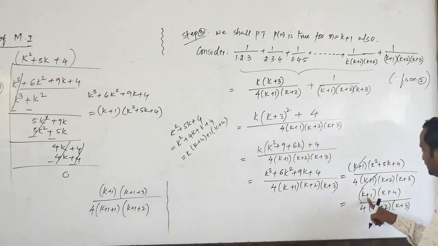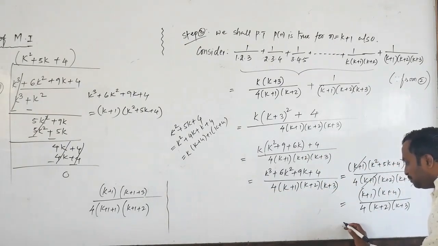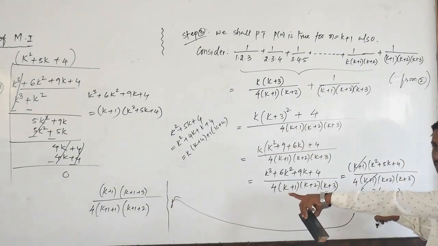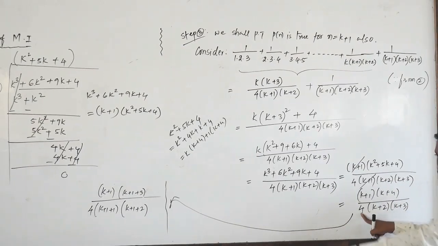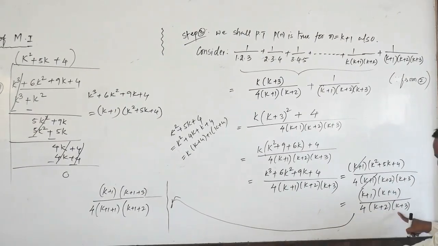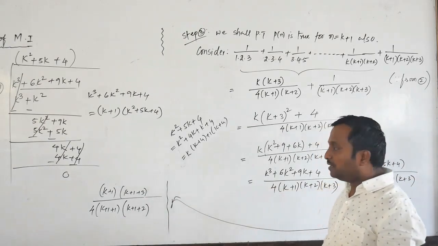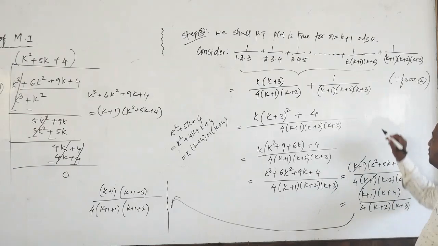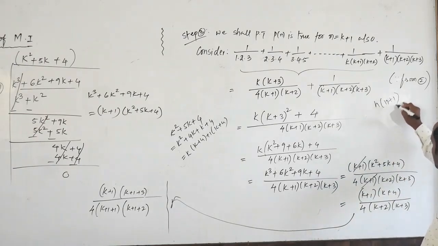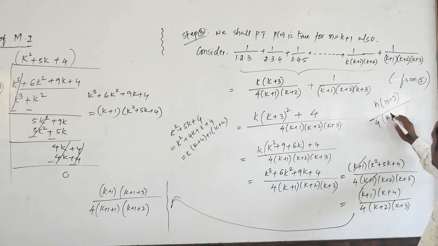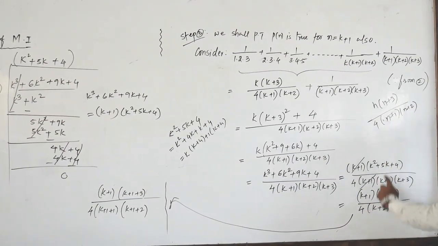k plus 1, yes. k plus 1 plus 3. Very good, modify: k plus 1, k plus 1 plus 3, 4 into k plus 1 plus 1, k plus 1 plus 2. So this is very good. So we can conclude that the answer, n, is k plus 1: the answer is n into n plus 3 by 4 into n plus 1 into n plus 2, where n is k plus 1. Observe.